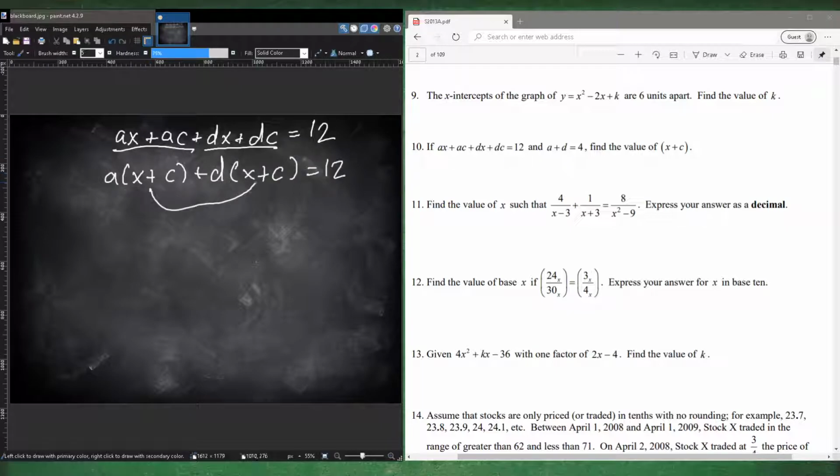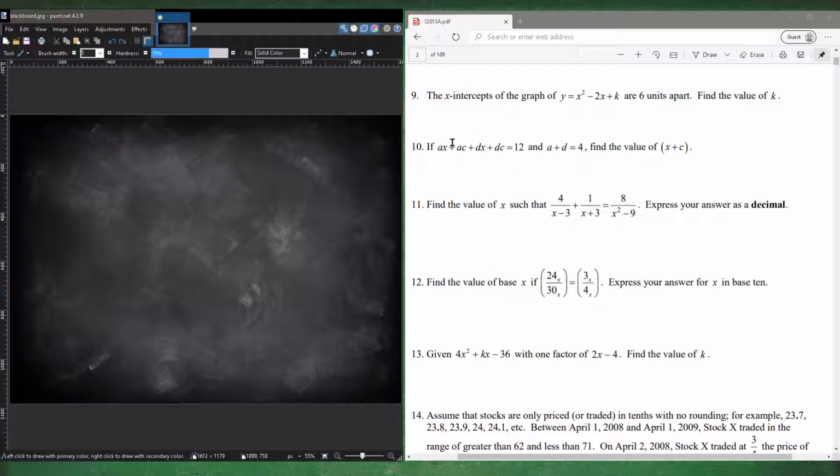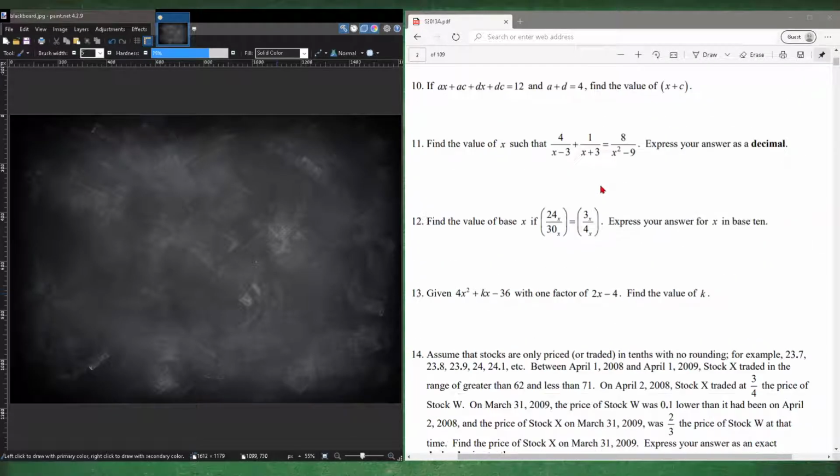And then I noticed that there's two x plus c's, so we could combine a plus d together, and then multiply it by the (x plus c). And that's equal to 12. So we know a plus d from the question is 4, so this is 4. So x plus c, which is what we're looking for, is just 12 divided by 4, which is 3. And that's your answer for number 10. So you really don't need to find the values, and you probably can't. But what you could do is manipulate your variables around and solve it. And that was your first 10, and they're all pretty basic.